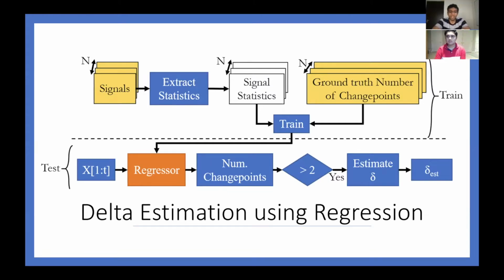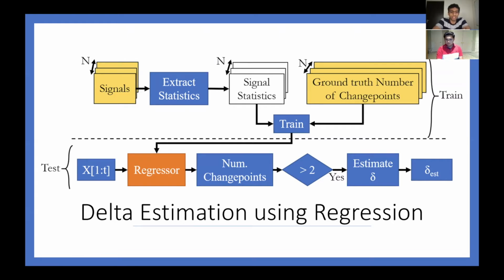We have developed a regression technique to estimate an appropriate value of delta, eliminating user-defined sensitivity parameters. A regression model will always have some error. In order to reduce the effect of this error, we propose using regression to predict the number of change points present and then find a delta using this, instead of directly predicting delta. The process to train a model is detailed in the figure on the slide.